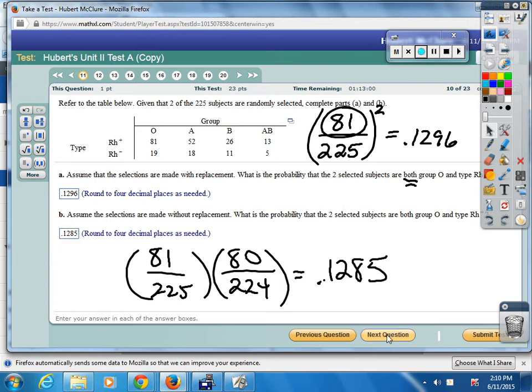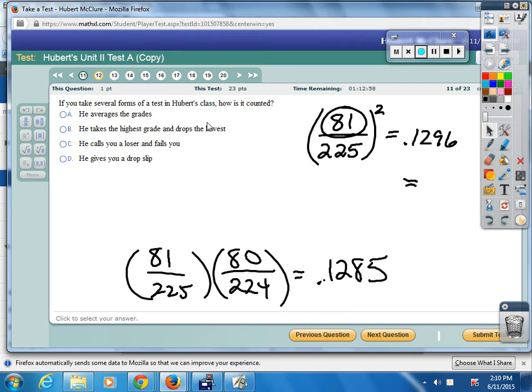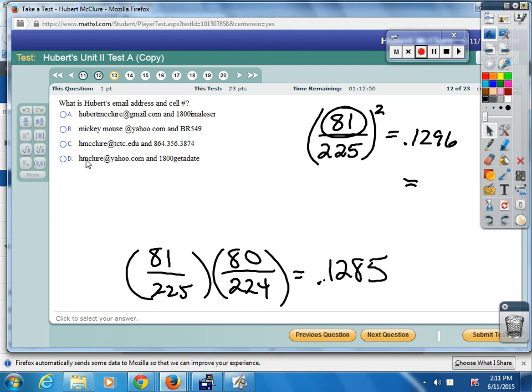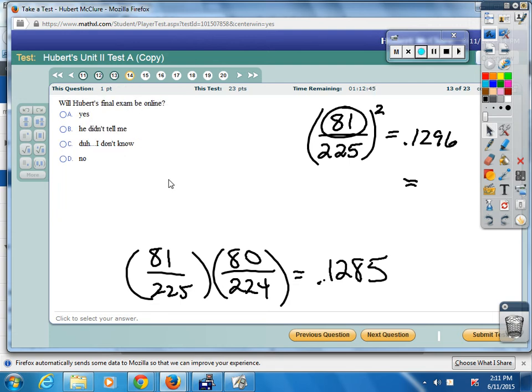What do I do with the grades? Takes the highest. Email address. It's not supposed to do this. It's supposed to spread them around. Is it online?